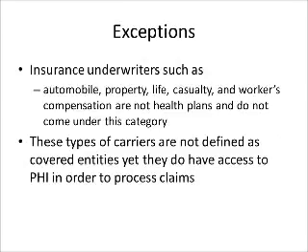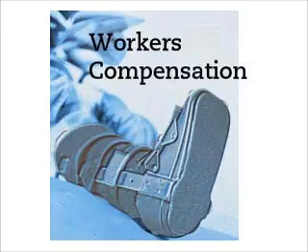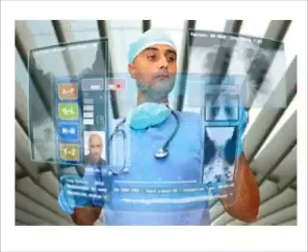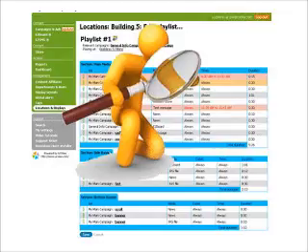Now, there are exceptions to this first type of covered entity. These are the insurance underwriters such as automobile, property, life, casualty, and workers' compensation. These are not considered health plans and do not come under this category. These types of carriers are not defined as a covered entity, yet they do have access to private health information in order to process claims.